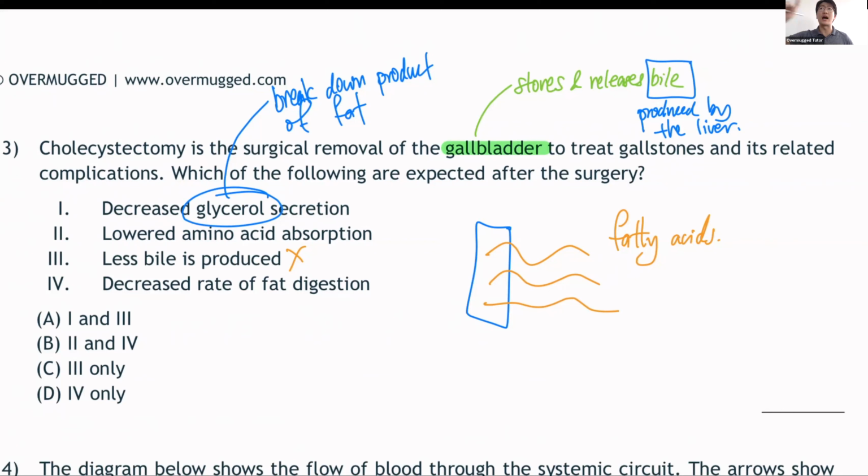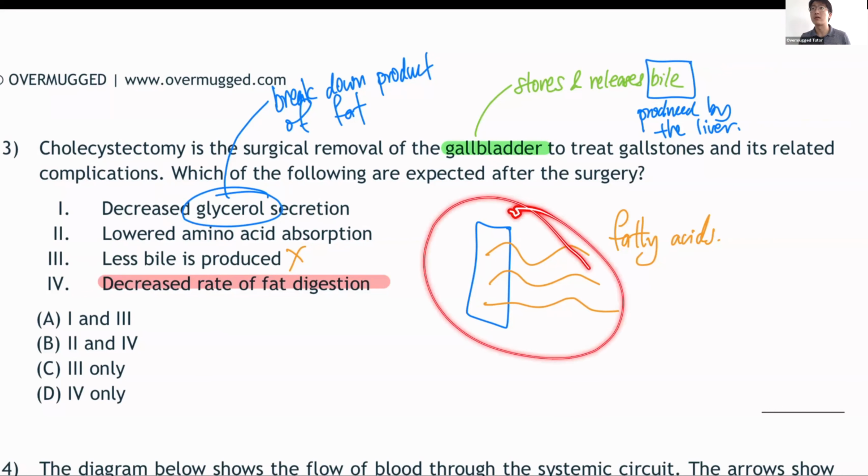Okay. So simply put, with an uncontrolled release of bile, there'll be less bile at any time to be able to emulsify the fats. So overall, the rate of fat digestion will decrease. So I'll be able to break down less fats, which means that I will have less glycerol present because less of these things will be broken down. And wonderful answer, Kaylin. Thank you. Okay. So our answer is D, 4 only.